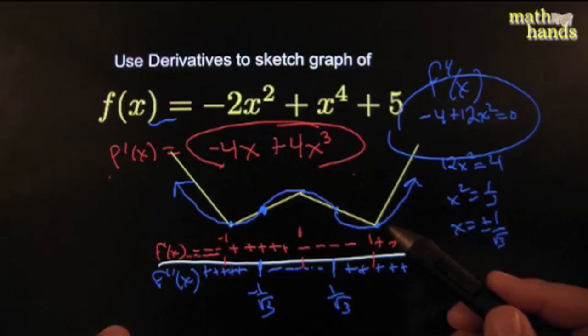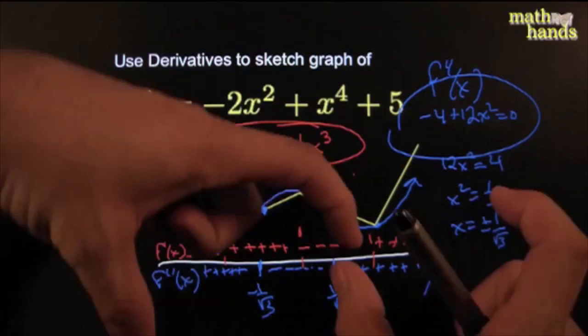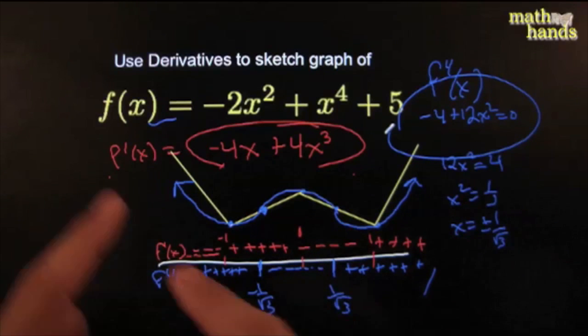There you go. An inflection point there because you change concavities. Inflection point there because you change concavities. And a beautiful graph here. It's telling you the curve is going like this.